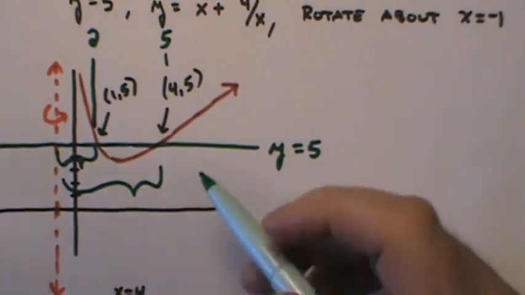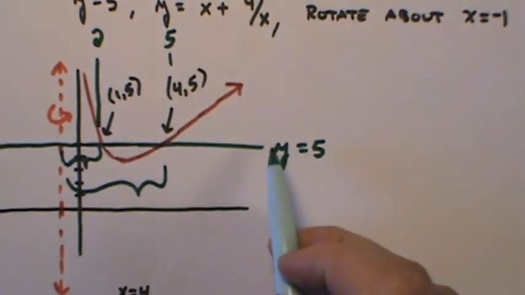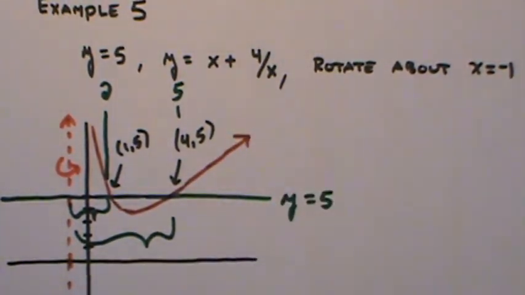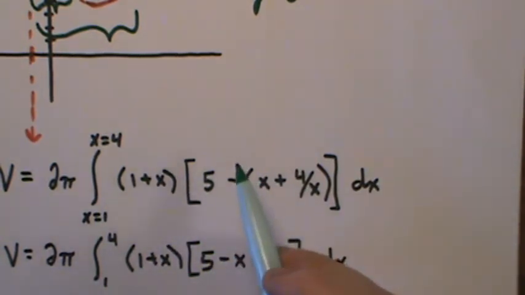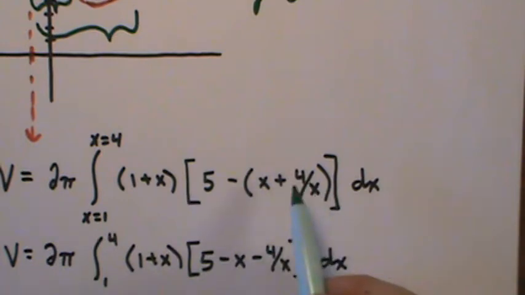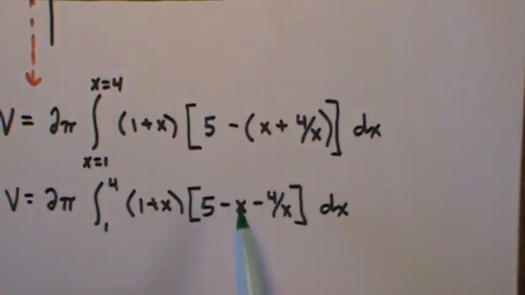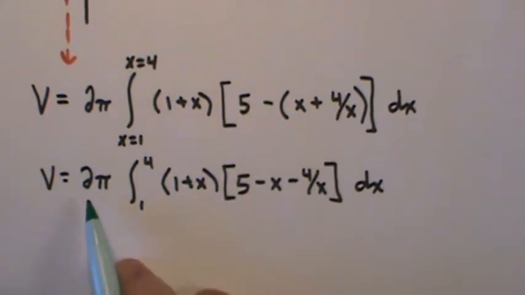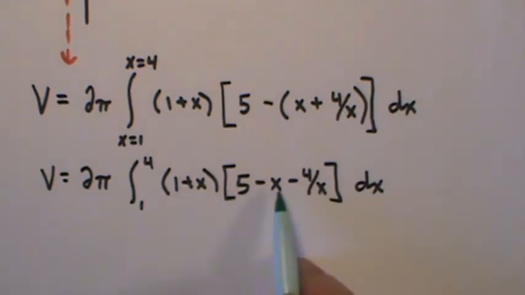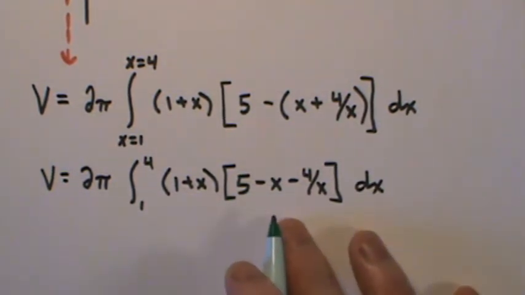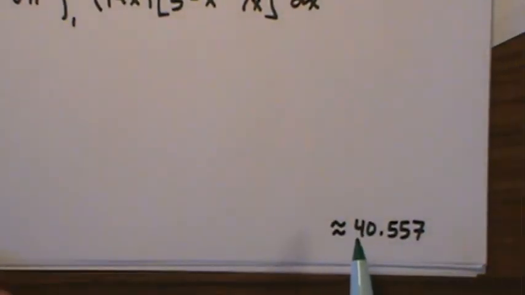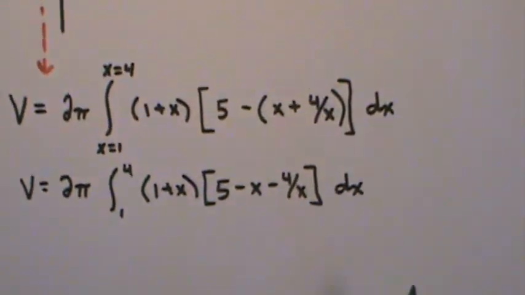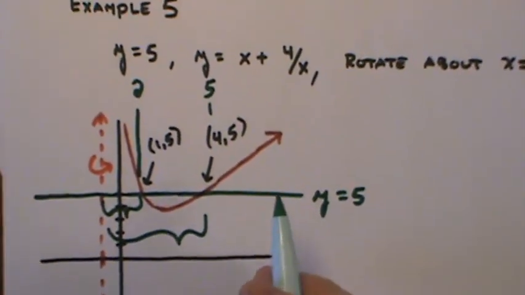And then for my height, it's just going to be the 5 minus this function here. And that's what I wrote. 5 minus the hyperbola. Now I did have to distribute the negative across the second curve, so it becomes 5 minus x minus 4 over x. You could type this exactly into the calculator the way you see this, with this being 2 pi, radius, height. Do your option 7 when you graph it, and you can tell it to start at 1 and end at 4, and you should get an answer of 40.557. And that's your setup for this shell method.